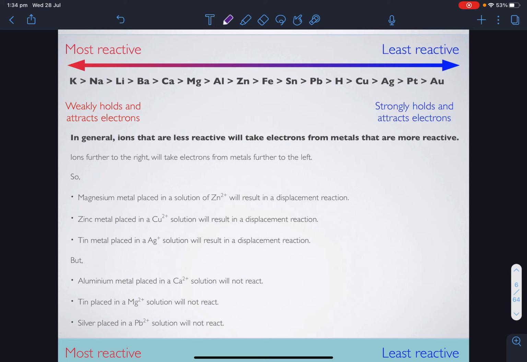Aluminium metal up here placed in a calcium 2 plus solution up here. Well, aluminium likes its electrons more than calcium. It's not going to give them away, so no reaction occurs.